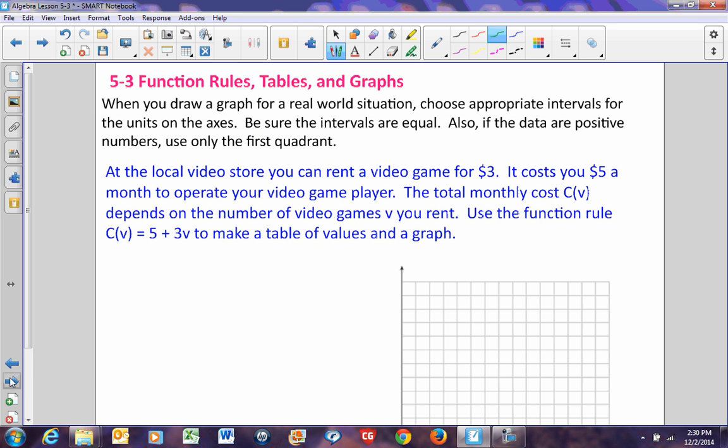Now, when you graph something for a real-world situation, you need to choose appropriate intervals for the units on your axes. Your intervals need to be equal, so don't count by 5s and then go to 10s and then go to 20s. Okay? If you're going to count by 5s, go counting by 5s all the way through. Also, if the data are positive numbers, you only need the first quadrant.